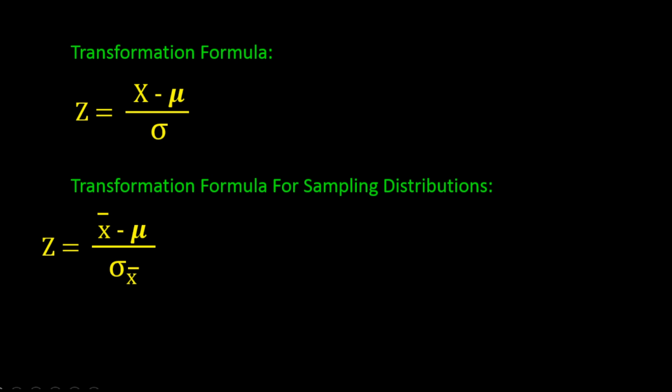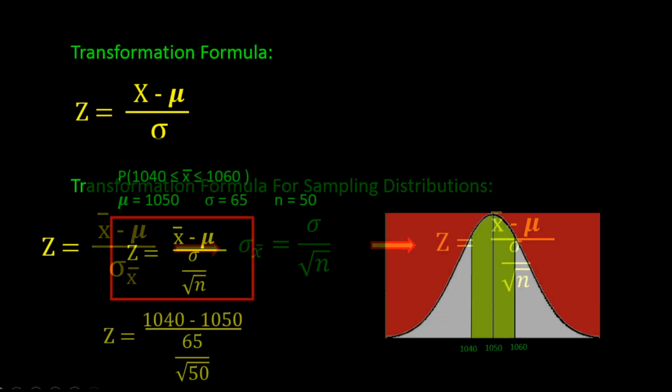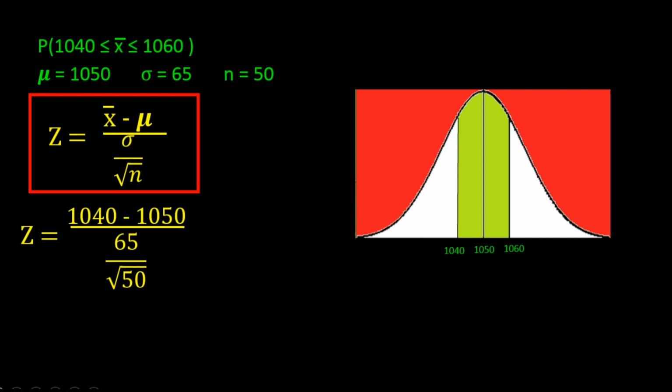Now remember, sigma x bar is also called the standard error of the mean, or the standard deviation of the x bars, and it is calculated by dividing sigma by the square root of n. So now the formula reads x bar minus mu divided by sigma over the square root of n. So substituting an x bar of 1,040, we get 1,040 minus the theoretical or hypothesized value of the population mean 1,050 divided by 65 over the square root of n.